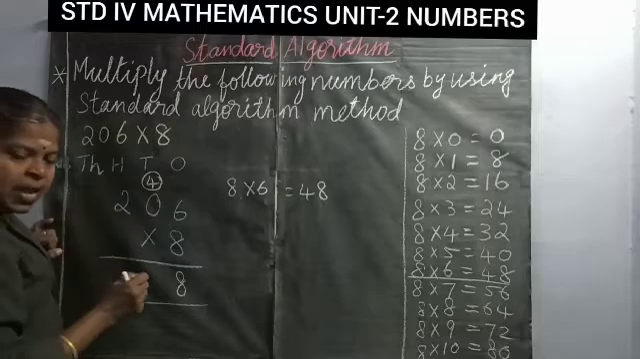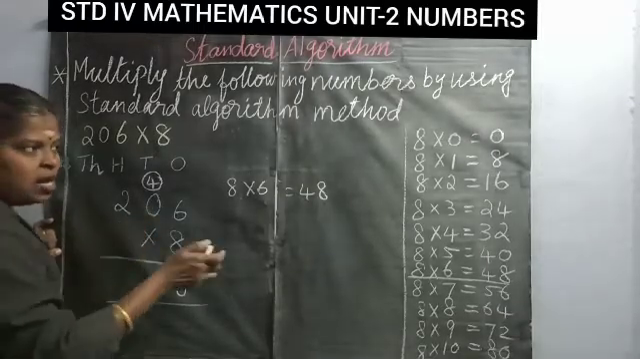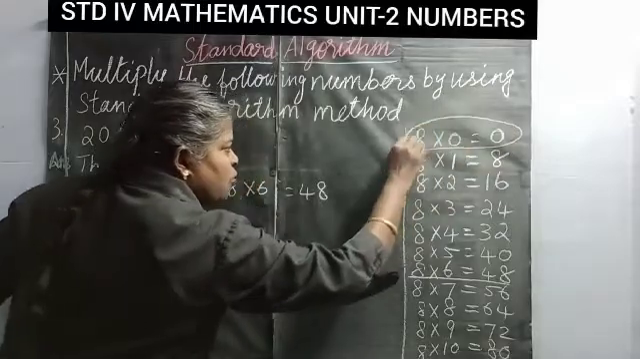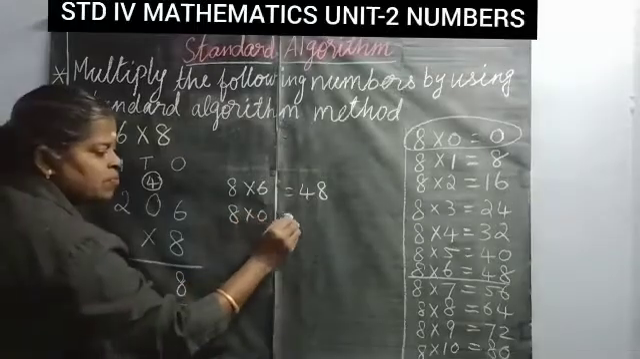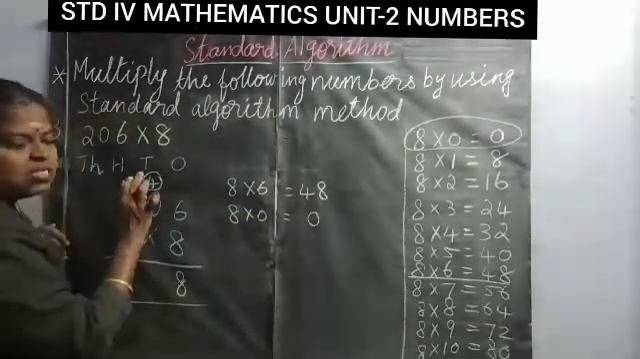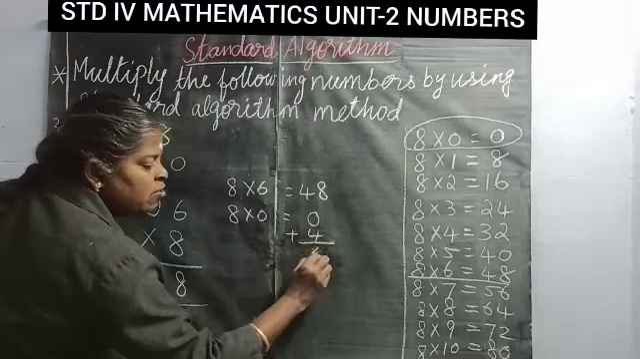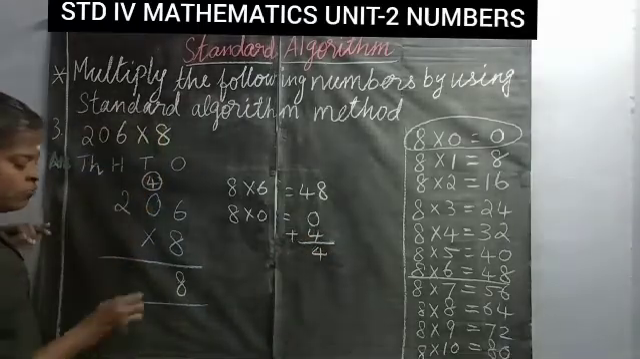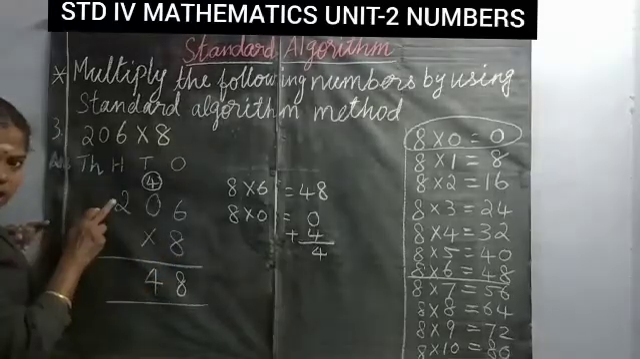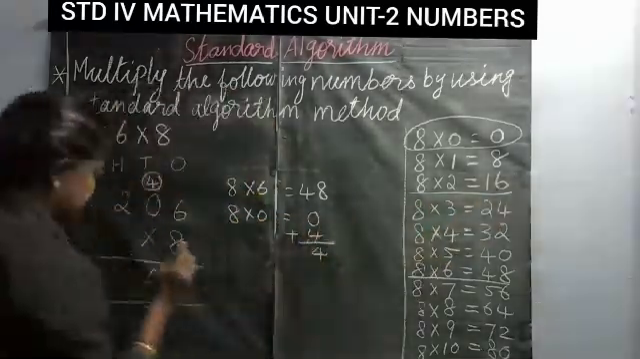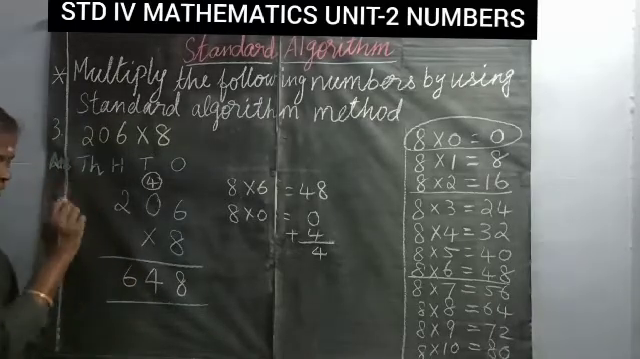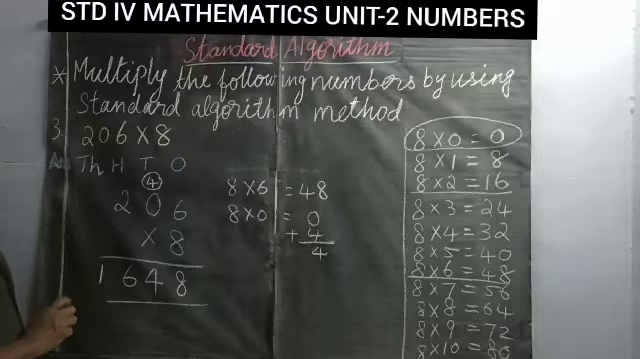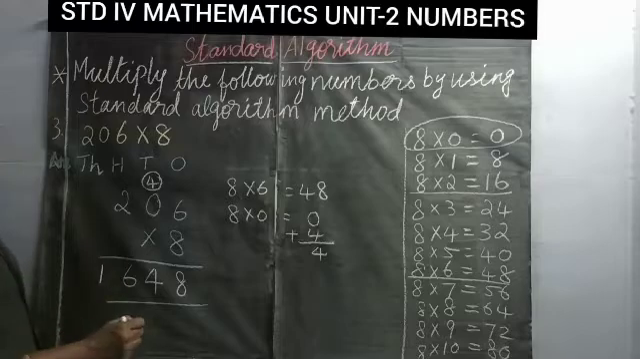Next we multiply tens place. 8 zeros are 0. 0 plus 4, 4. 8 twos are 16. So 6 we write in hundreds place. 1 we write in thousands place. So answer 206 into 8 equal to 1648.